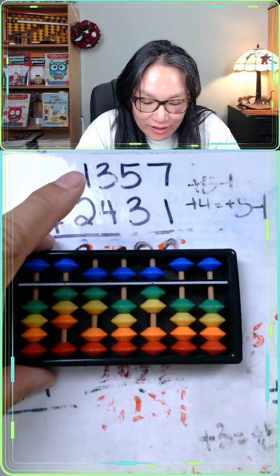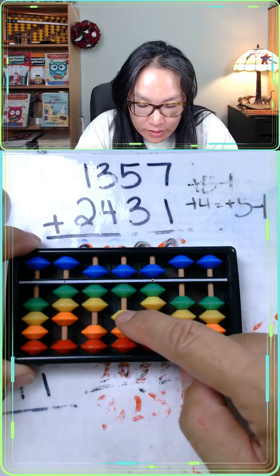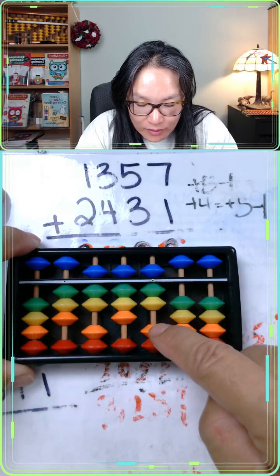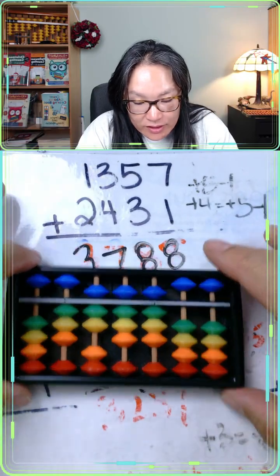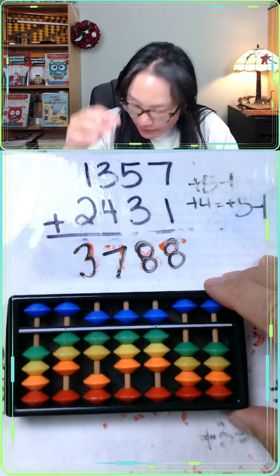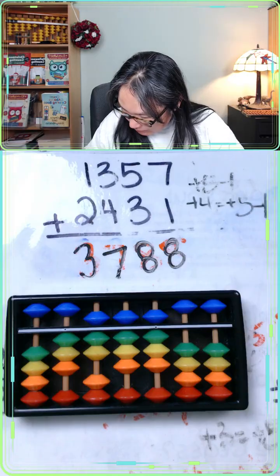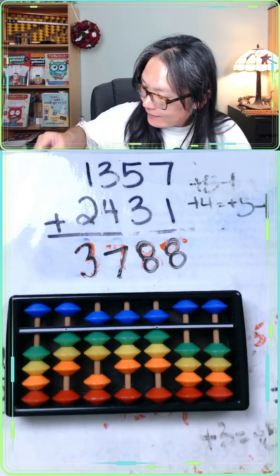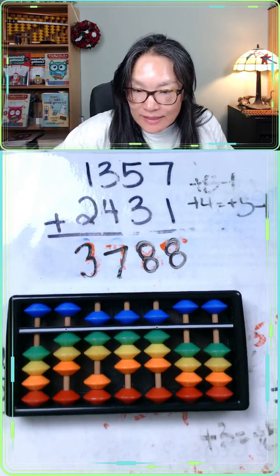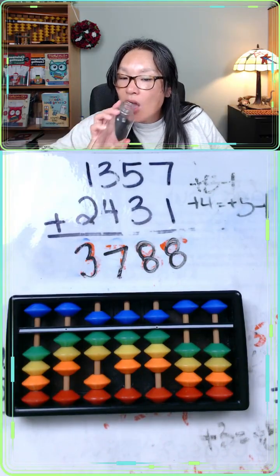And then I want to add the 3. Can I do it? Yep. 1, 2, 3. And then add the 1. So my final answer is 3,788. Bam! That's it. Easy?